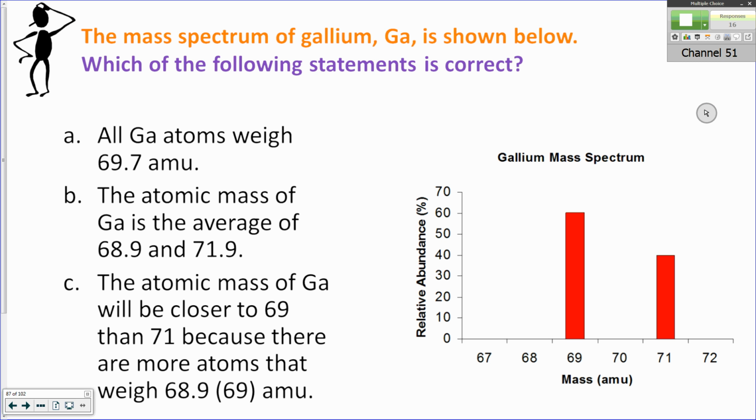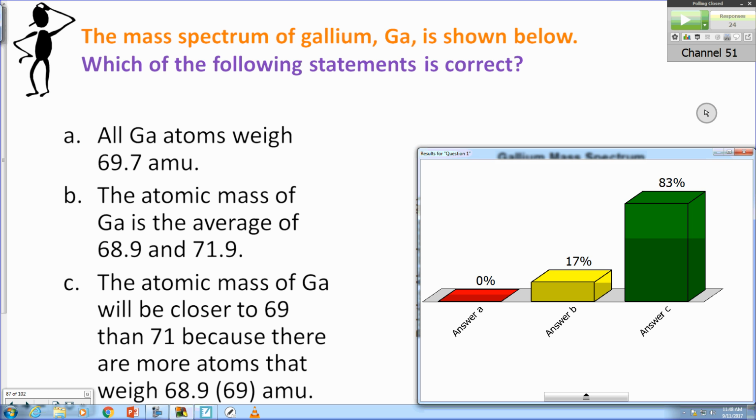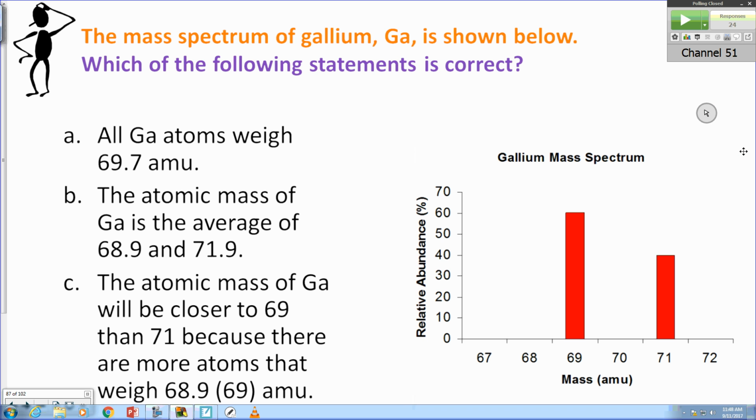Okay, 16 of you. 20? Get more? Okay, I think that's everybody at 24. All right, so let's see how we voted. So most of you thought it was choice C.